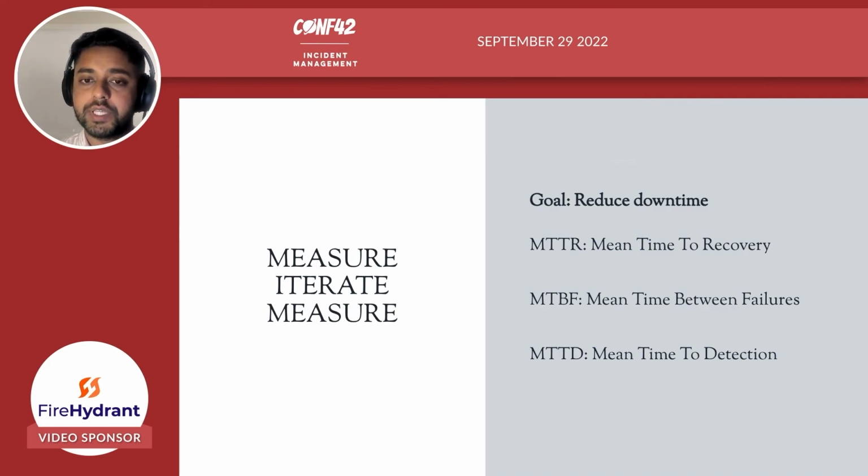Only once we start measuring these can we identify these action items, iterate, improve them, and measure again. This will also really help motivate the team because we can see these metrics improve over time, giving them the faith that this incident management process, this incident response process, is leading to some improvements.